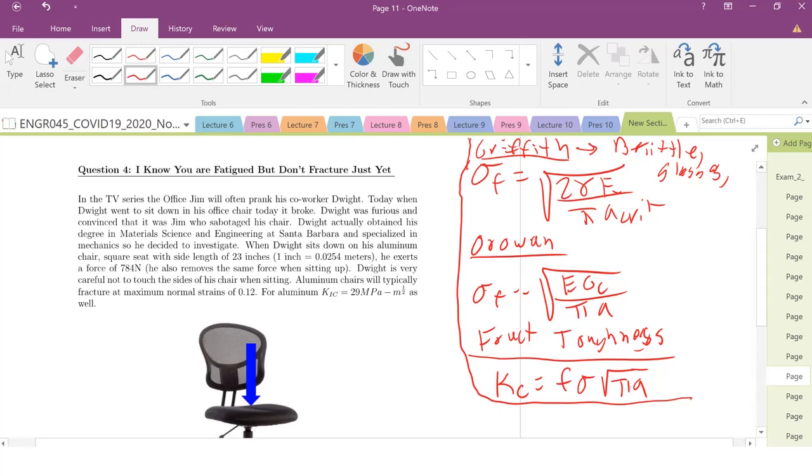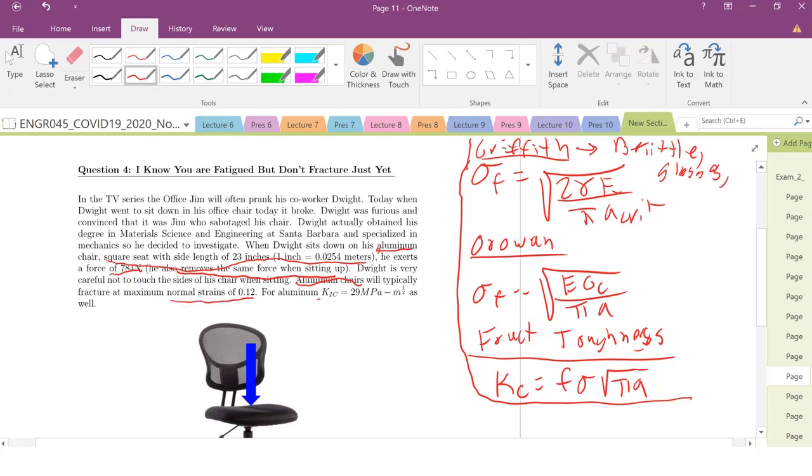Today, when Dwight went to sit down in his office chair, it broke. Dwight was furious, convinced it was Jim who sabotaged his chair. Dwight actually obtained his degree in material science, Santa Barbara, and so on. I decided to investigate. When Dwight sits down on his aluminum chair, there's a square seat with a side length of 23 inches. He exerts a force of 784 newtons, and he removes the same force when sitting up. Dwight is careful not to touch the sides of the chair when sitting. Aluminum chairs will typically fracture at a maximum normal strain of 0.12.